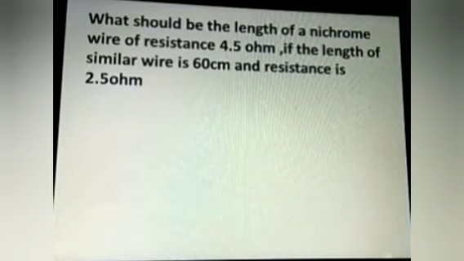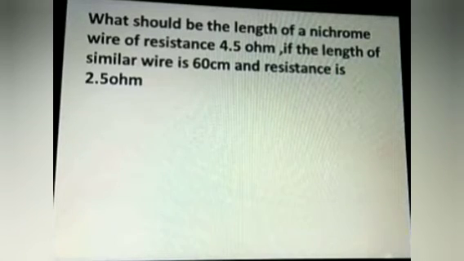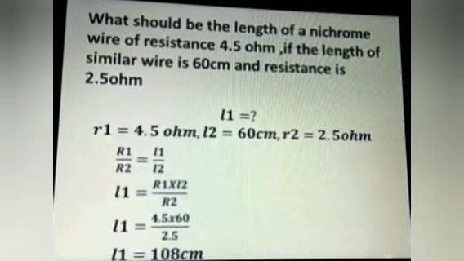Next we can discuss some numerics. What should be the length of a nichrome wire of resistance 4.5 ohm if the length of a similar wire is 60 centimeter and resistance is 2.5 ohm? Here, let us check what are the given values. L1 is the length of the first wire and L2 is the length of the second one. And R1 is the resistance of the first one and R2 is the resistance of the second wire.